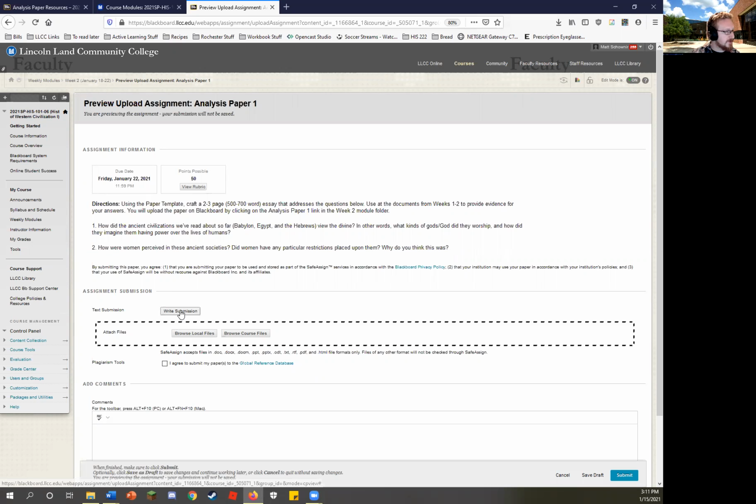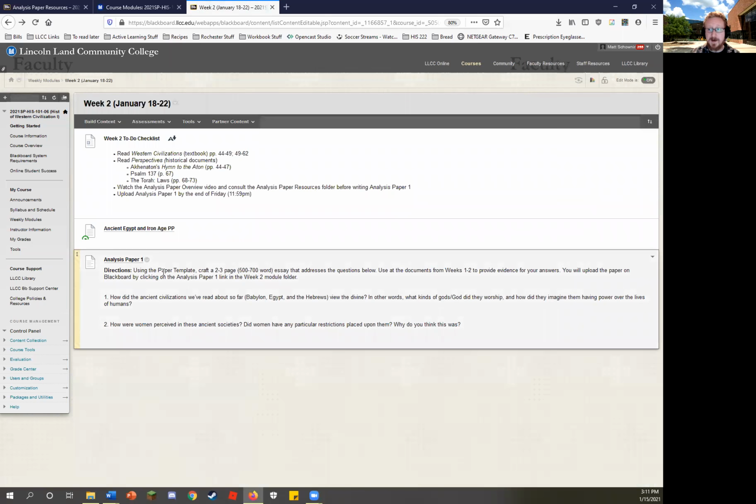You can even, if you wanted to, type your paper into Blackboard directly with the write submission button. I don't recommend doing this, because things could time out on you if you step away and you could lose all of your work in your browser. So definitely try as best as possible to use a Google Doc, save it in the cloud, or a Word document or something like that.